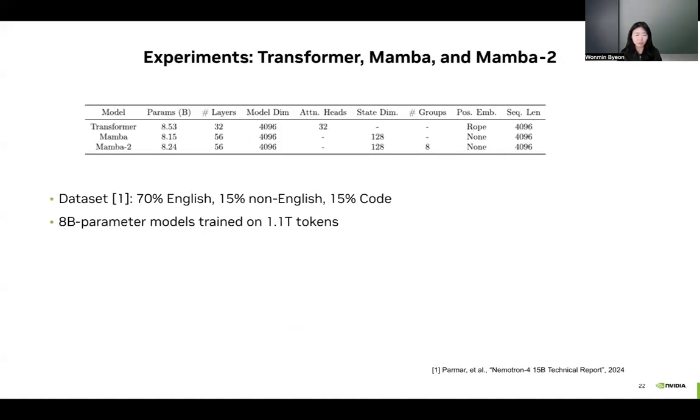So we kept the model size to roughly 8 billion parameters, and we trained the models on a sequence length of 4K. And the data set we used was from this paper. It's a very recent paper. If you want to know more about the data set, you can go to the paper and check it out. But roughly, it contains 70% English, 15% non-English, and 15% code. And we trained these 8B parameter models on 1.1 trillion tokens.